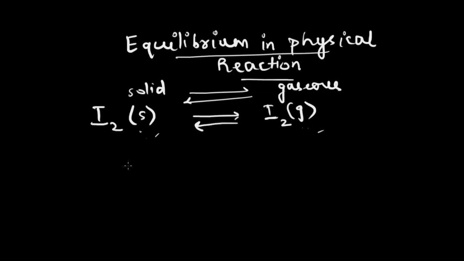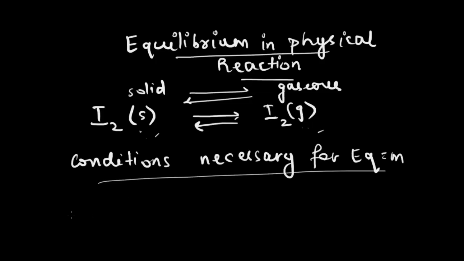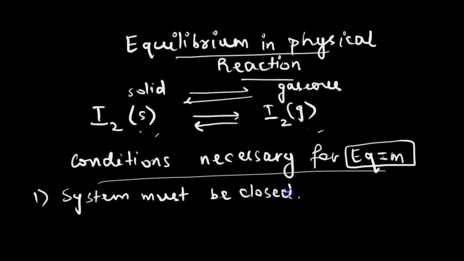Now equilibrium needs certain conditions. Therefore, the conditions necessary for equilibrium are as follows. I'm going to use this as a short form of equilibrium. One is that the system must be closed. What does it mean by a closed system?